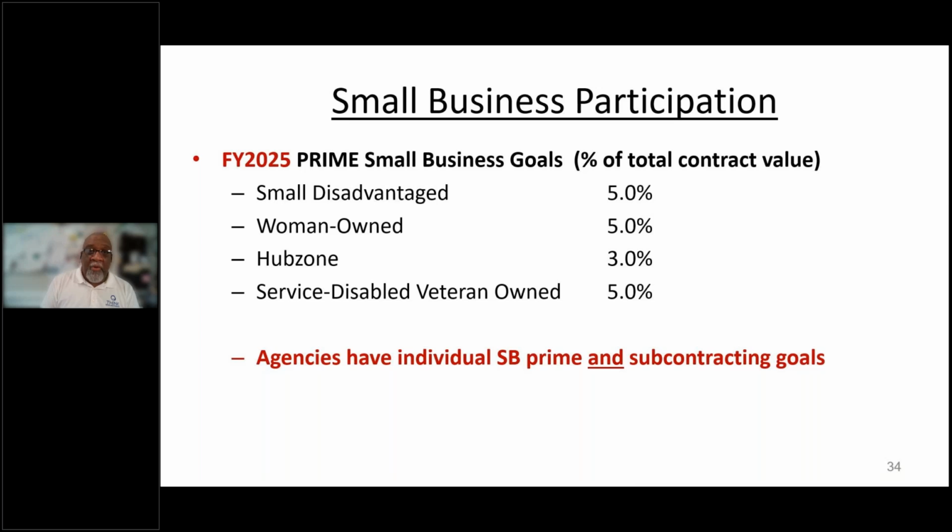And service-disabled veteran-owned small businesses moved from 3 to 5. The change from 3 to 5 happened last fiscal year, but it was not codified in the goals across government. It is now codified in the goals. It's identified and articulated in the goals for each government agency. 5% service-disabled veteran-owned small businesses. So there's going to be some energy around that shift as well.